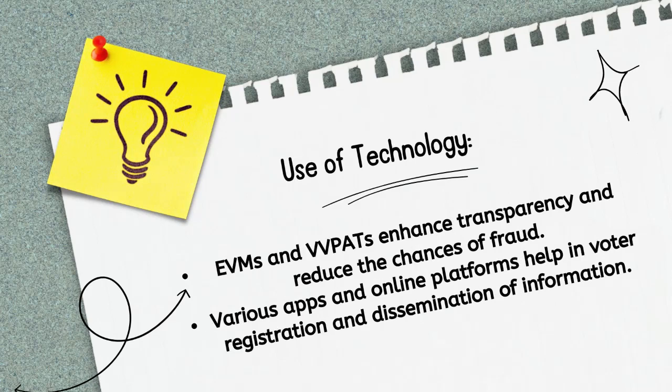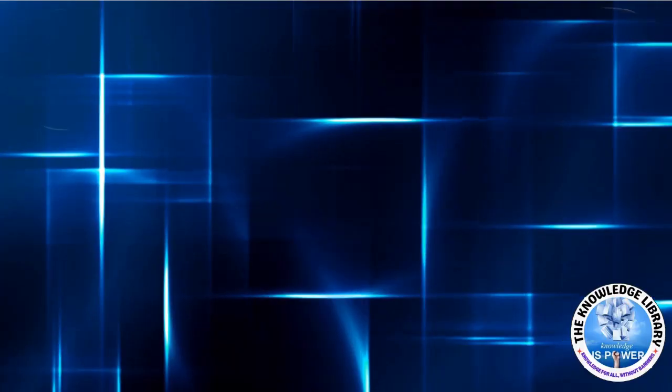Number 5. Use of technology. EVMs and VVPATs enhance transparency and reduce the chances of fraud. Various apps and online platforms help in voter registration and dissemination of information. Now, let us begin with the MCQs.